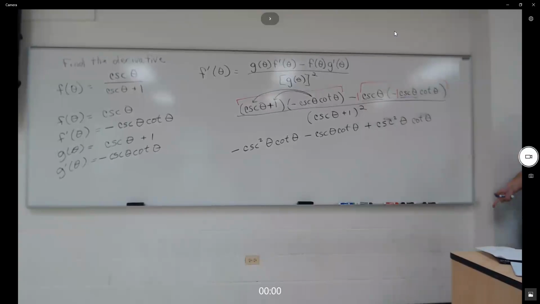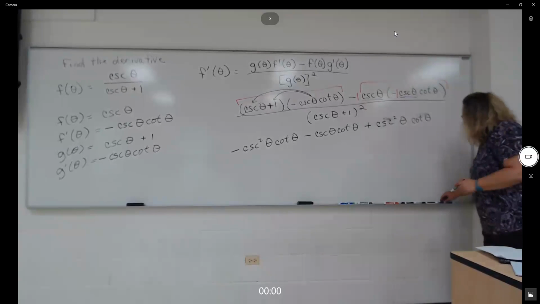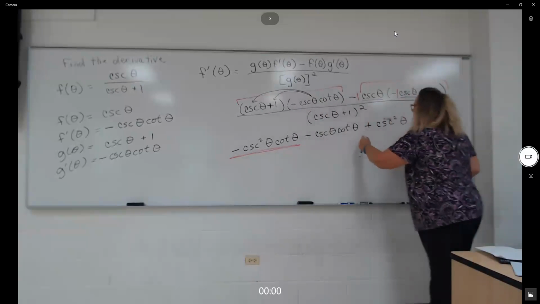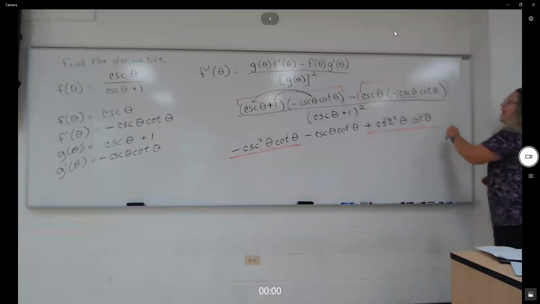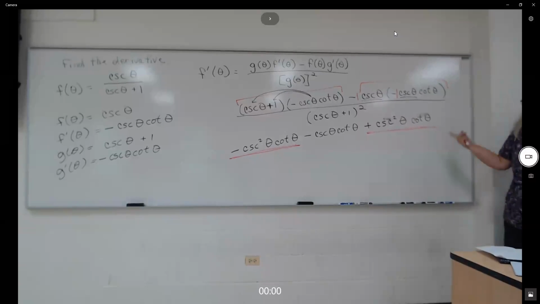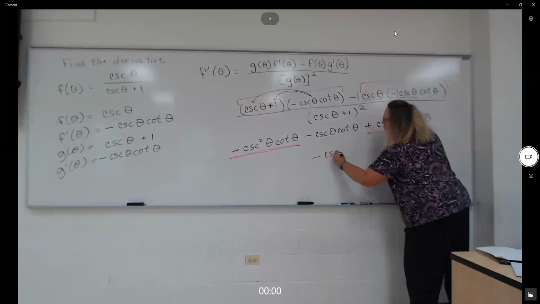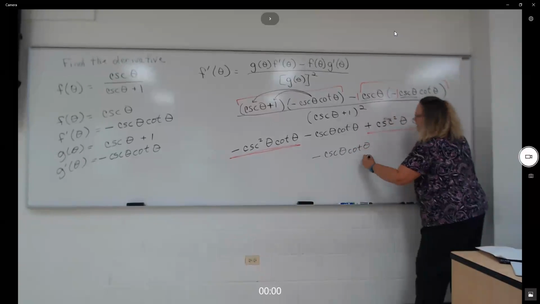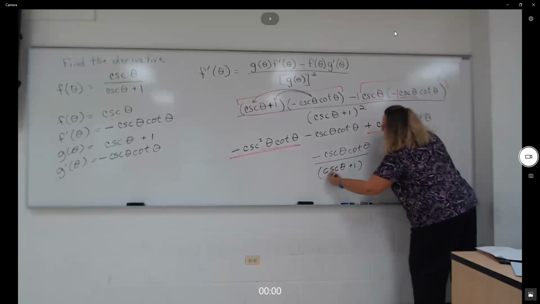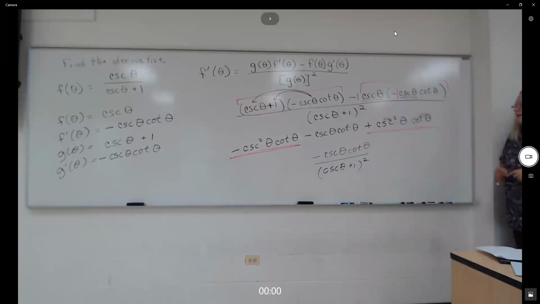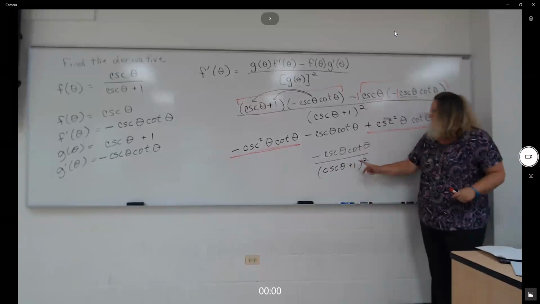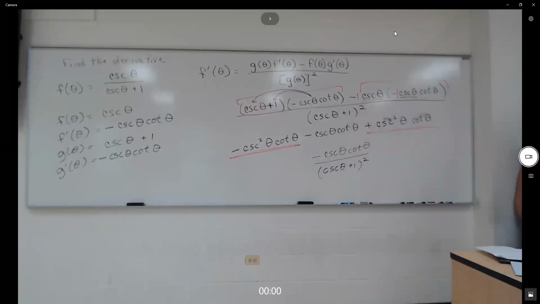Yes, we still have the bottom. But look at this. What is this guy? Negative cosecant squared cotangent. And what is this guy? Positive cosecant squared cotangent. So that all drops out. Yeah, cancels. And so then we just have negative cosecant cotangent. And then if I haven't brought it in, I'll bring in the bottom now. Cosecant plus 1. The top is multiplication, so I could cancel, but the bottom is attached to addition and an exponent, so we're not canceling anything.